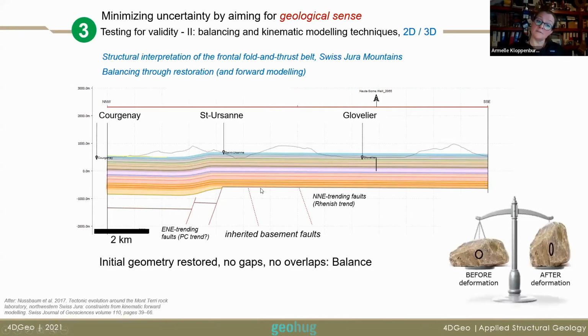So there you go. Now a structural geologist would say, oh, that balances nicely. There's no overlap, there's no gaps to be filled. So the rocks before deformation are all accounted for after deformation, if you like. Of course, we've included some of the reconstruction of the eroded rocks. It's fine.